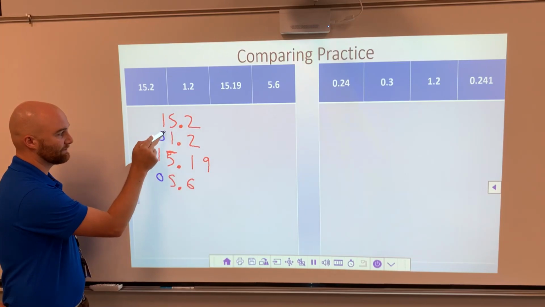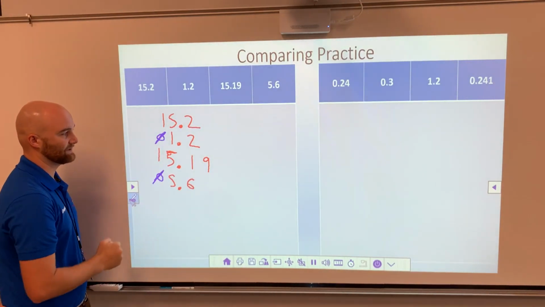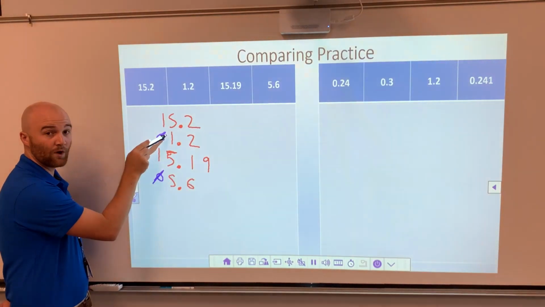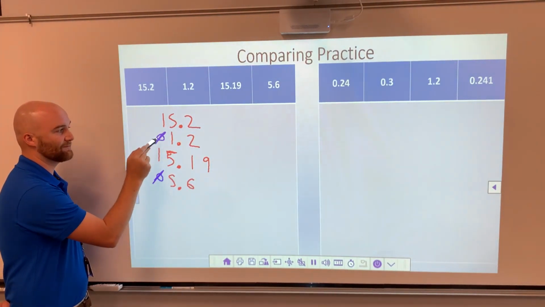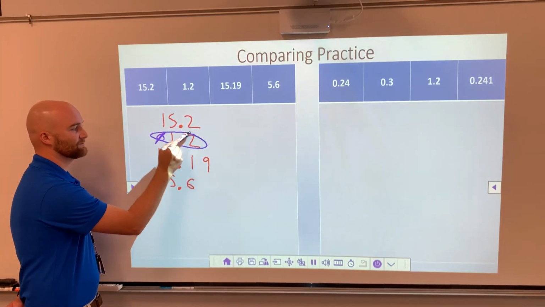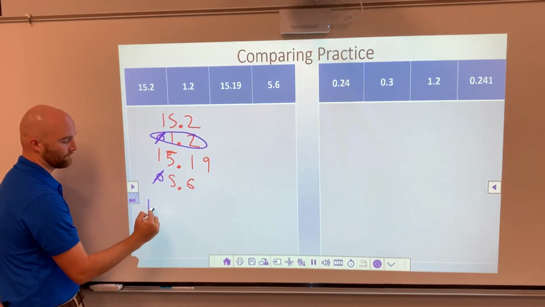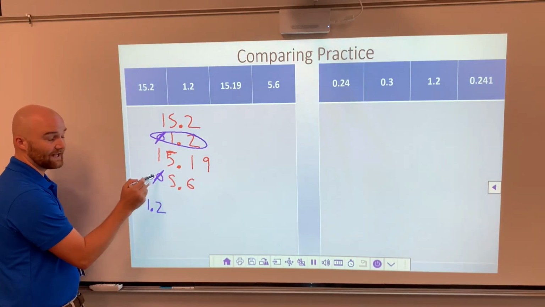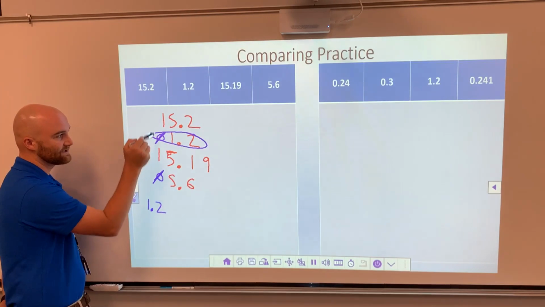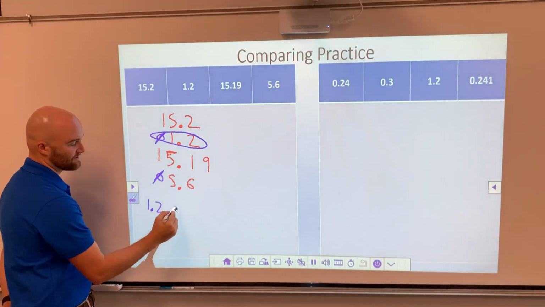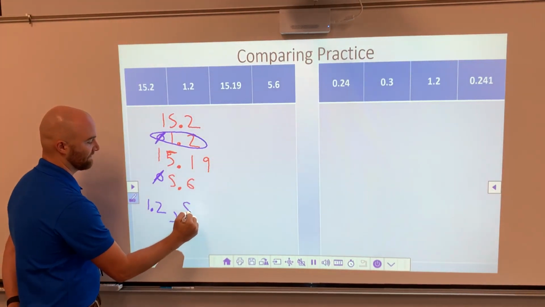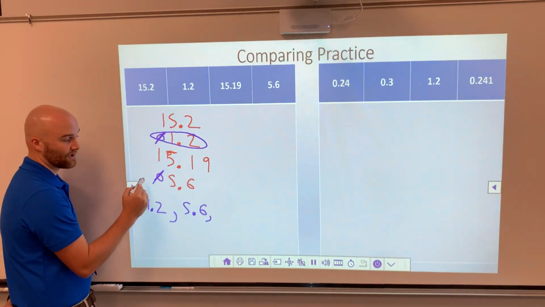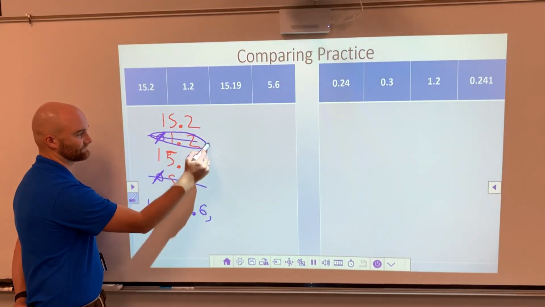So I'm going to go to the next part. It's not this, it's not this. 1 is less than the 5. Since 1 is less than the 5, I know that my smallest number is this one right here, 1.2. Next, I've got this number because it had a 0 in the tens place and the other ones have 1s in the tens place. So my next number would be 5.6. And again, as soon as I figure out where it goes, I can cross it out.